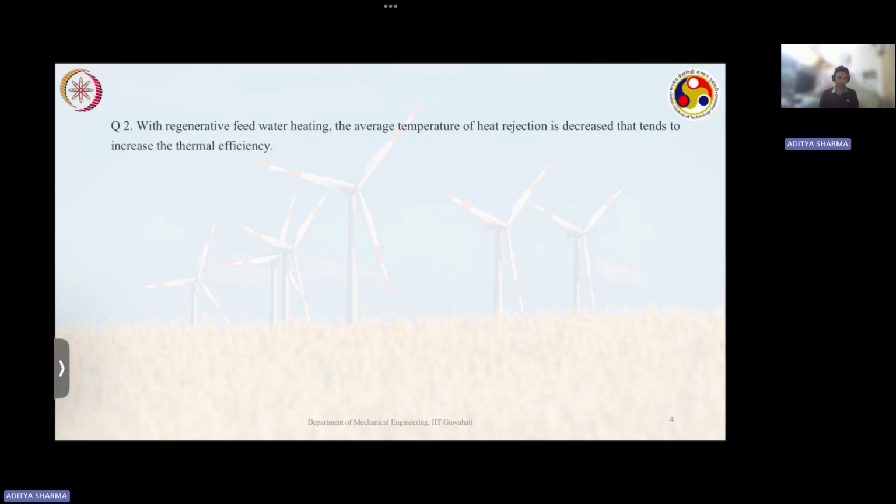Now let's see the next question. The next question is, with regenerative feed water heating, the average temperature of heat rejection is decreased. That tends to increase the thermal efficiency. So whether this is a correct statement or not, you have to answer this. Regenerative feed water heating.